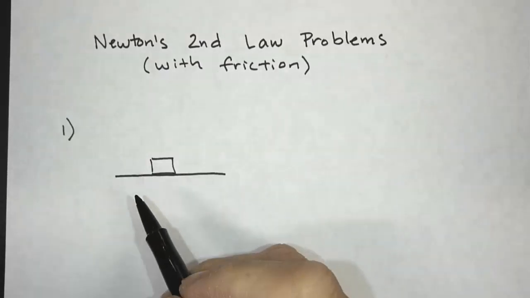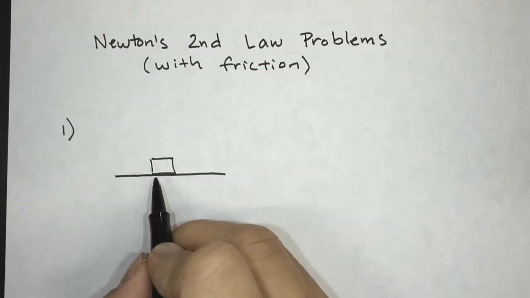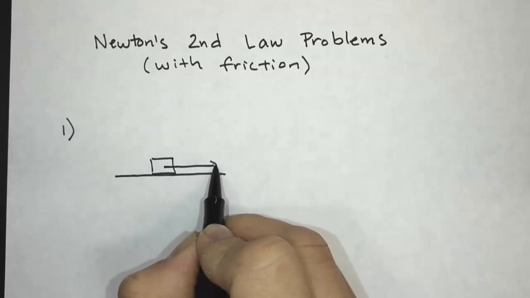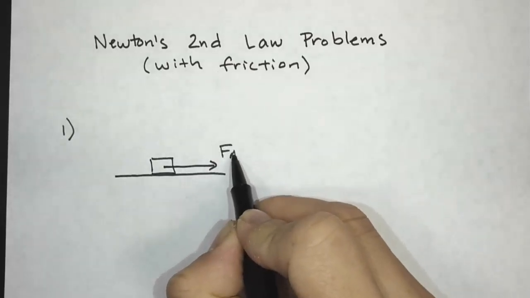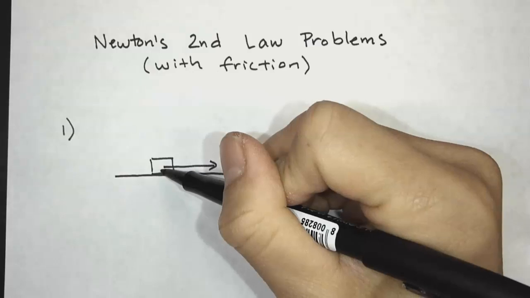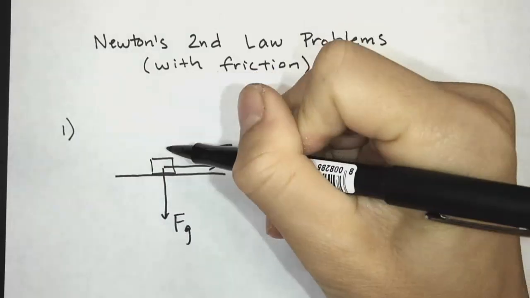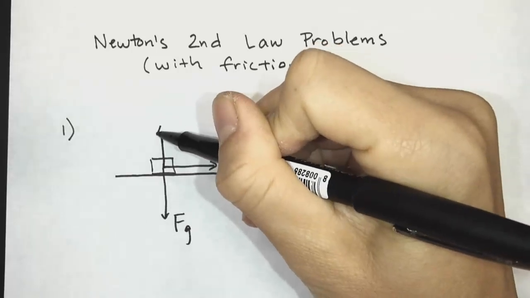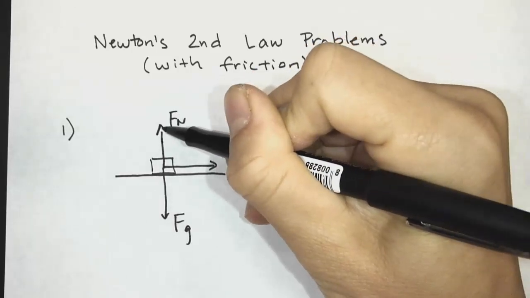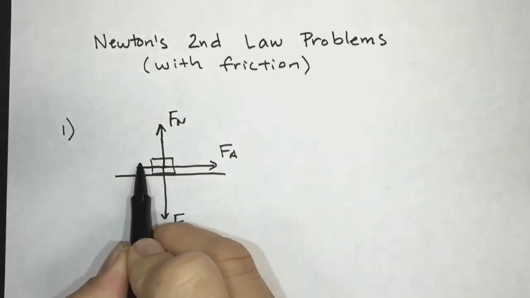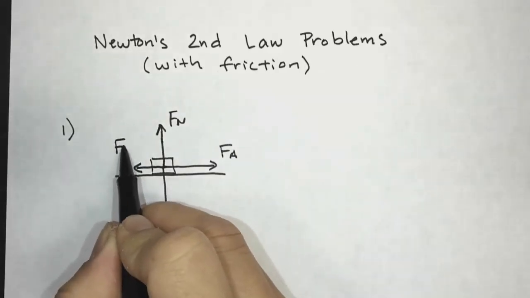We're going to start with a box that is being pulled across a horizontal surface. It's going to be pulled to the right. We'll label this FA. It also has a weight. It's on Earth, so it has a weight. We're also going to label the normal force, which will be balancing the gravitational force, and it's sliding on the surface, so there's also going to be Fk.